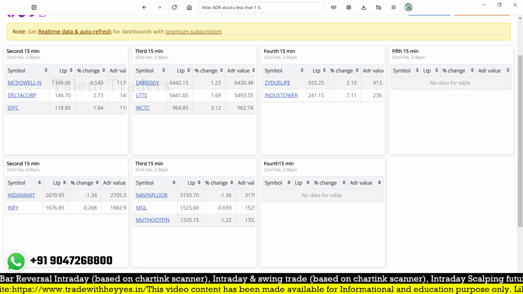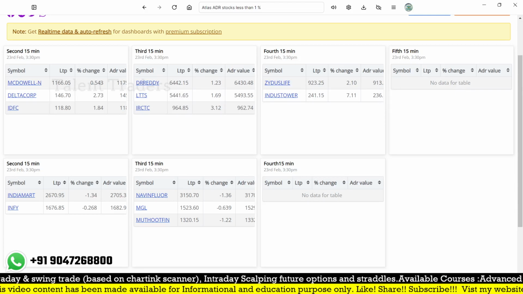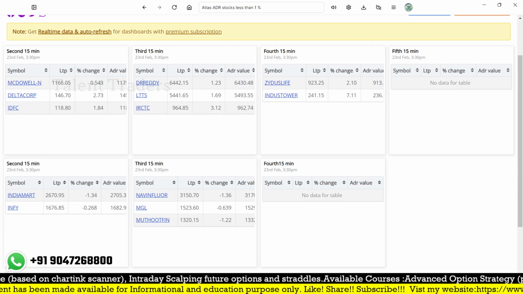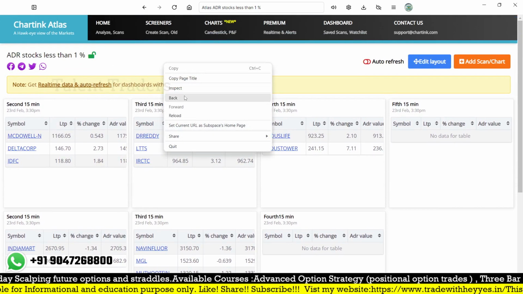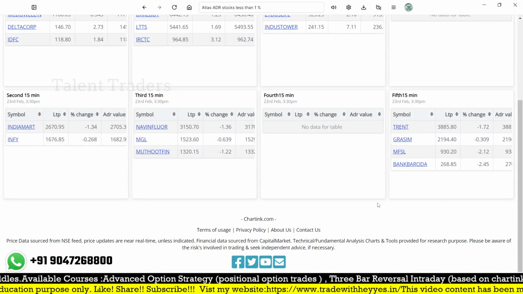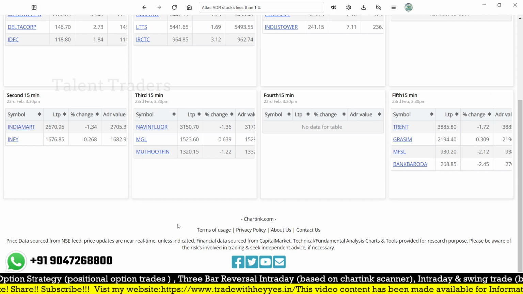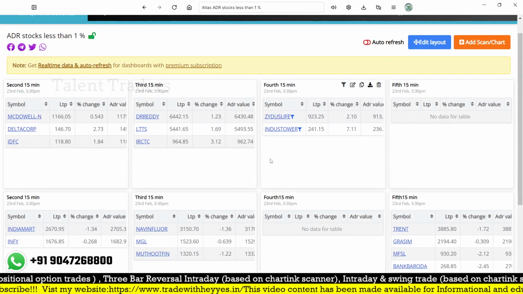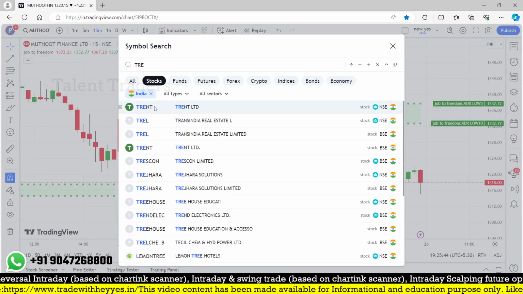Okay, these are all customized indicators which are not available by default in charting. So we create a customized indicator, then we do the same. Okay, so fifth candle, if you find any opportunity, let me refresh. Yeah, fifth candle trend: Grasim, MFSL, Bank of Baroda. So let me check what is happening here. So trend Grasim, MFSL.